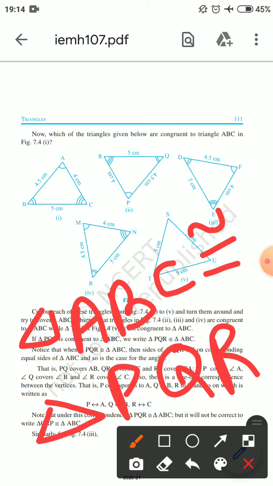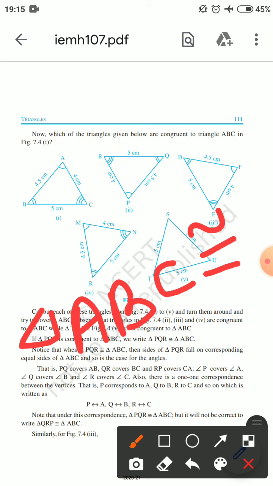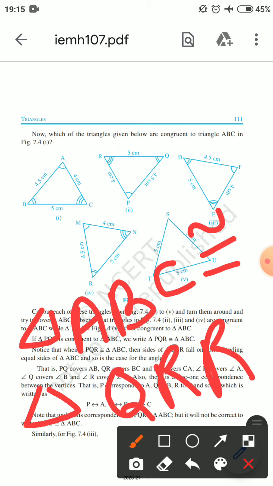So you have to name the triangles in a proper order in which you are proving the congruency. You cannot write triangle ABC is congruent to triangle QPR, right? Because you can clearly see that the corresponding parts are not equal, right? Angle A is not equals to angle Q. That's why we cannot write this thing that triangle ABC is congruent to triangle QRP, right?